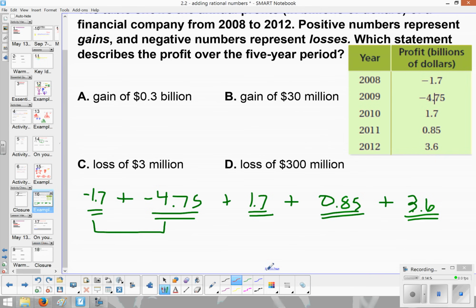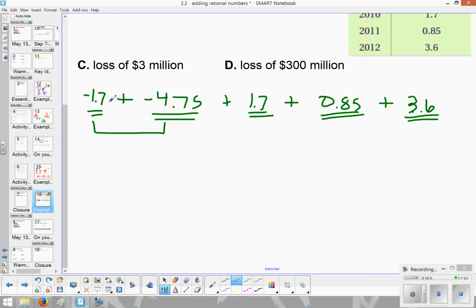But I need to see if they have the same signs or different signs. I notice this is a negative, and I also know this is a negative. So since the signs are the same, it's so much easier to solve. We're going to go ahead and just add them. So 4.75 plus 1.7, and then we're going to add that up.